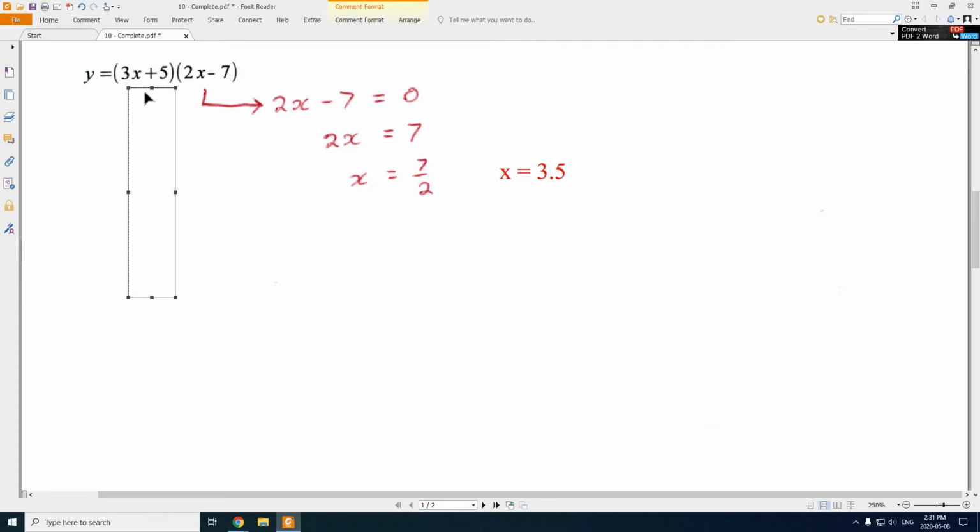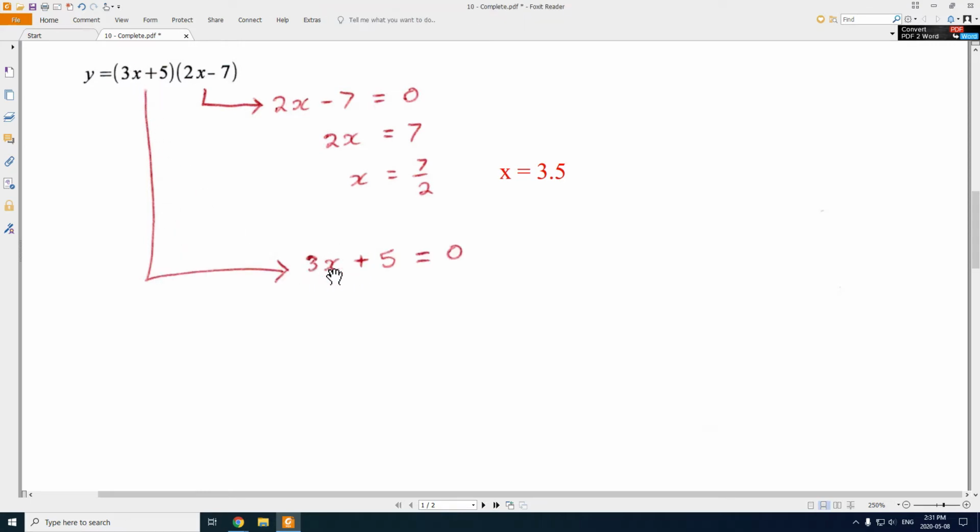All right, what's our other x-intercept? Well, once again, some sort of fraction here. So I take my bracket and I set it equal to 0. And now I need to rearrange for x. All right, I'll subtract my 5 over on both sides. I'll divide by 3. And my next x-intercept is negative 5 over 3. So those are my two x-intercepts.